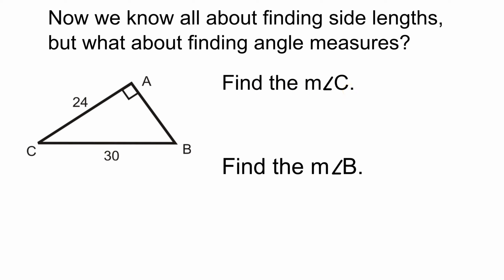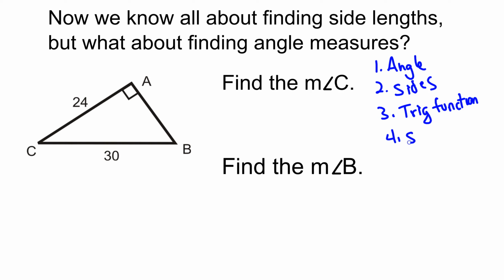So let's take a look at this first problem. Find the measure of angle C. We're going to approach this problem the exact same way we approach every right triangle trig problem. Remember those 4 steps. Step 1, identify the angle. Step 2, label the sides or identify your sides. Step 3, pick the trig function. Step 4, set up and solve. So we're going to do that same thing. First off, it says find the measure of angle C, so the angle we're dealing with is angle C.